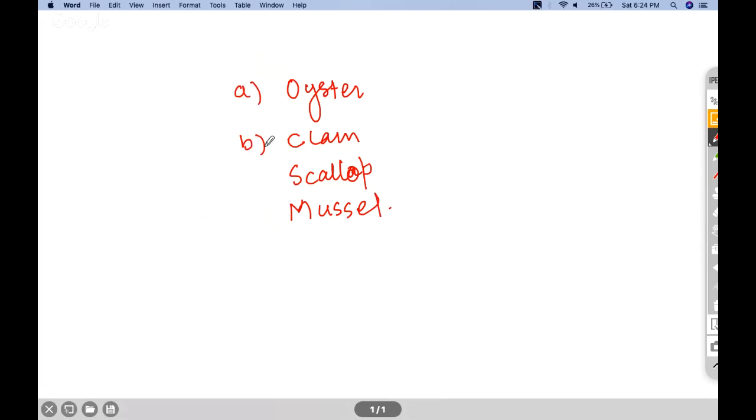Okay, next one is oyster, clam, scallop, and mussel. Find it out.